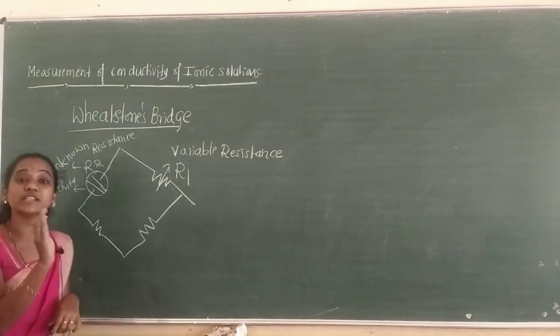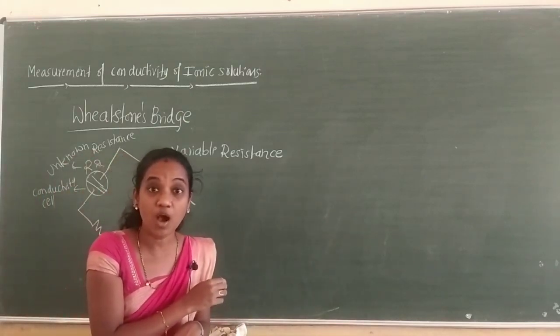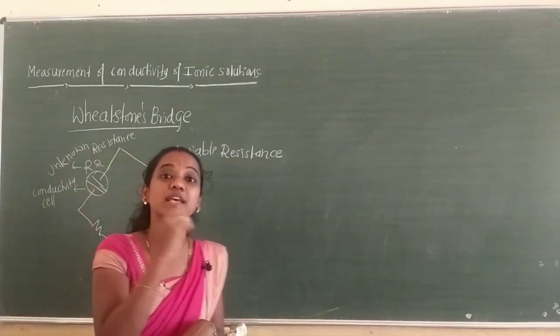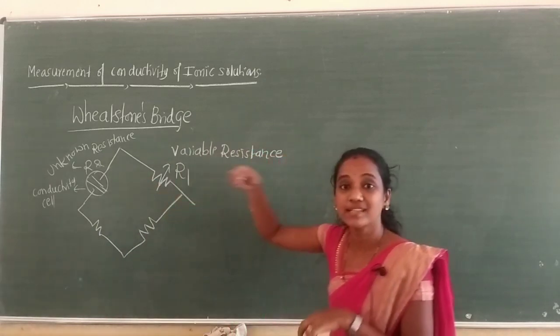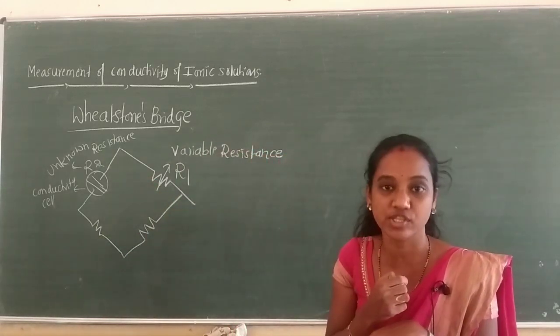This is a conductivity cell whose cell constant is already determined. How? We have already calculated the cell constant by taking inside the conductivity cell a potassium chloride solution.